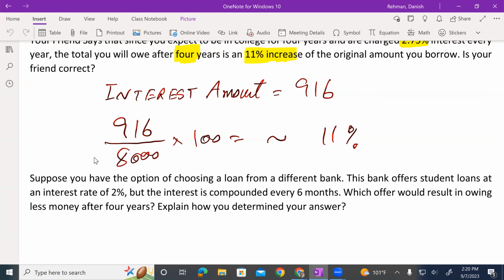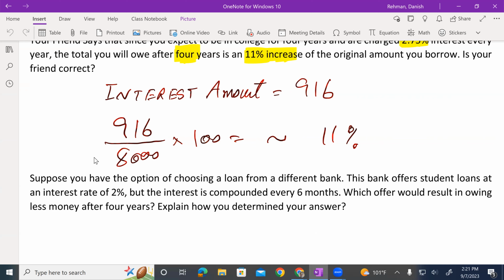Now the next suggestion is, suppose you have the option of choosing a loan from a different bank. Now the things are changing. Will the total amount that I need for the studies change? 8,000, will that change? I need the same amount as a loan. The college fee will not change if I'm changing the bank. Agree? The total tuition fee will remain the same, and that will be 8,000 again.